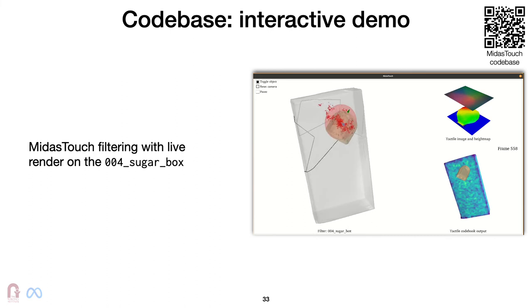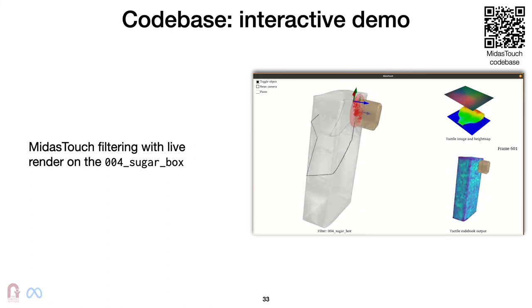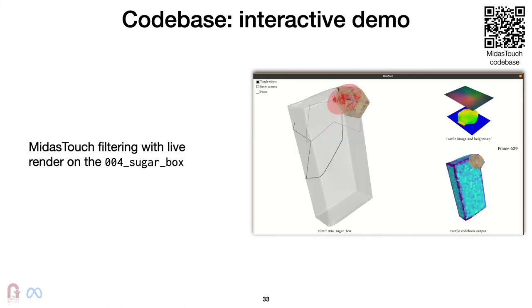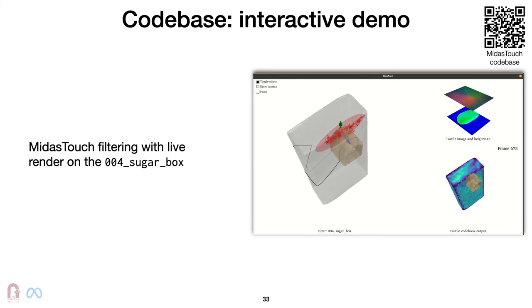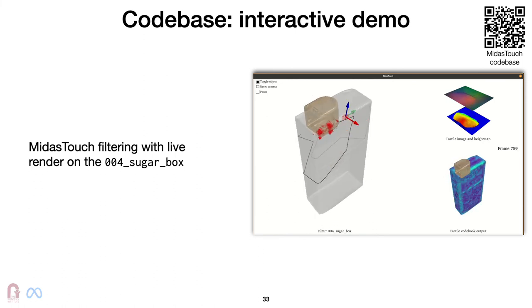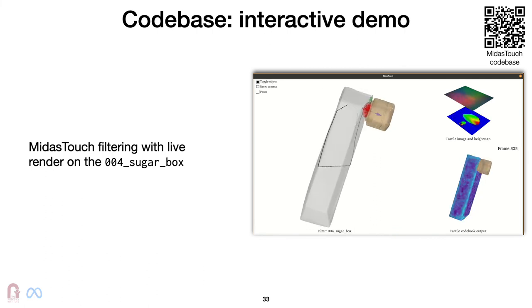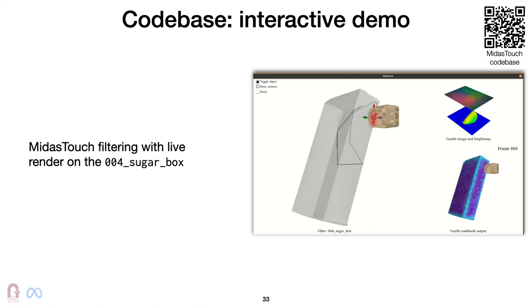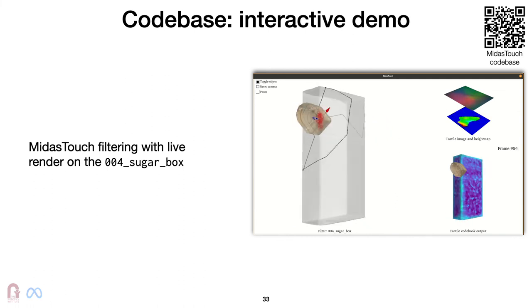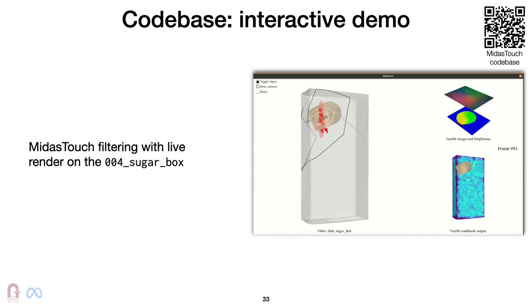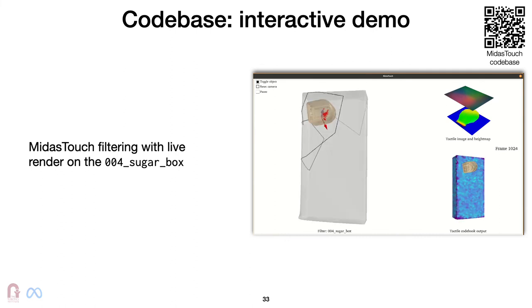In our release code, we have scripts for running MidasTouch on simulated and real-world trajectories from our YCB-Slide dataset, along with live interaction. For example, here's a sensor interacting with the sugar box object. We can see represented here are the particles, the clusters, along with the tactile heat maps that we generate, and the image to 3D conversions.